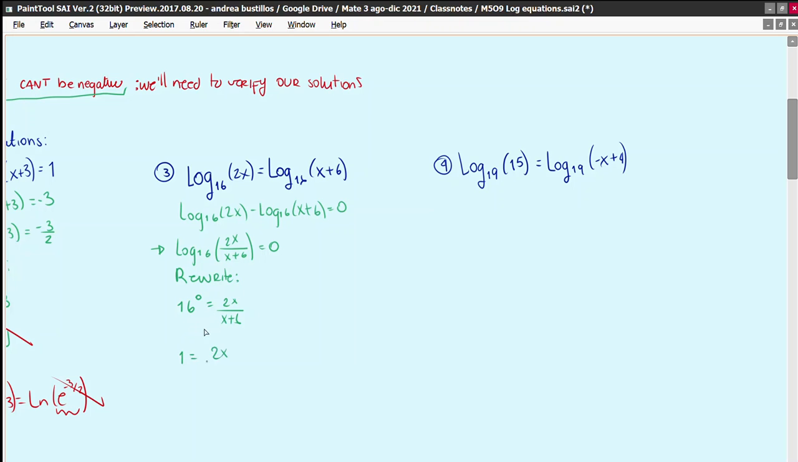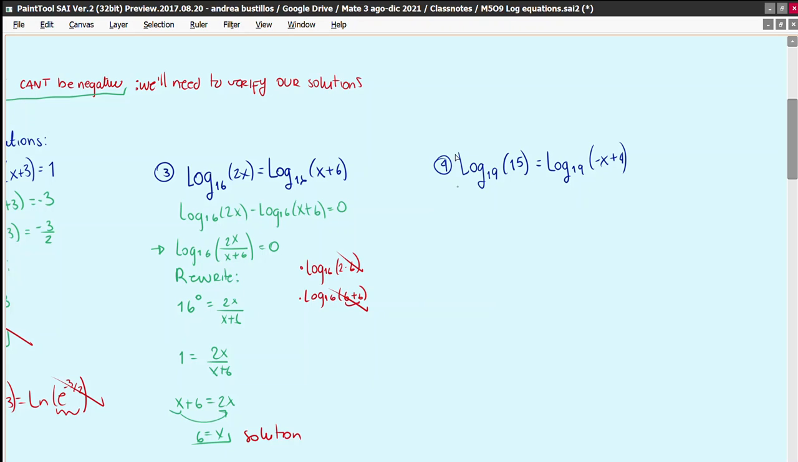And then I can pass my denominator to the other side. And lastly, this x can be passed to the other side, and 2x minus x is x, so 6 equals x. This is my solution. To verify it, I have to plug it into each and every logarithm that has the variable x. So if I plug it into the first logarithm, this is clearly 2 times 6. This is a positive argument, so it checks out. Next, if I plug it into my second logarithm, this is 6 plus 6. This is obviously a positive number, so it checks out too. So this is indeed a solution.